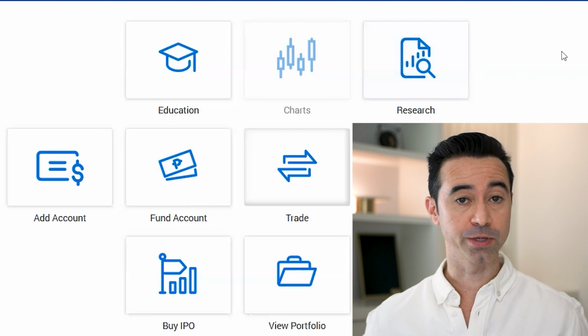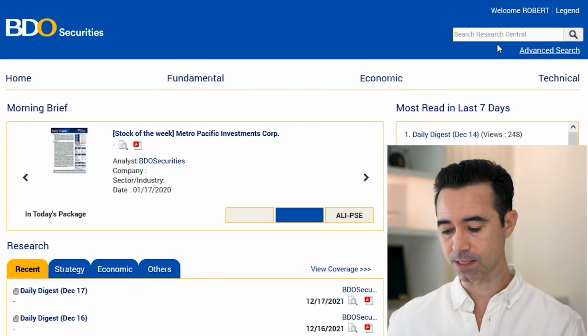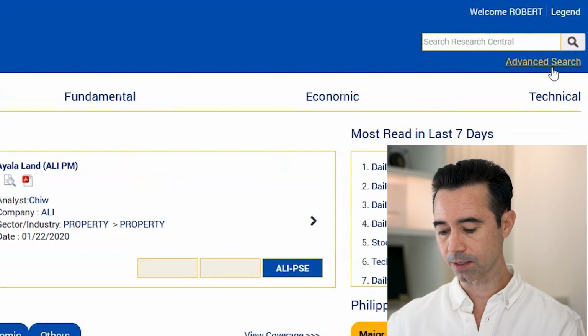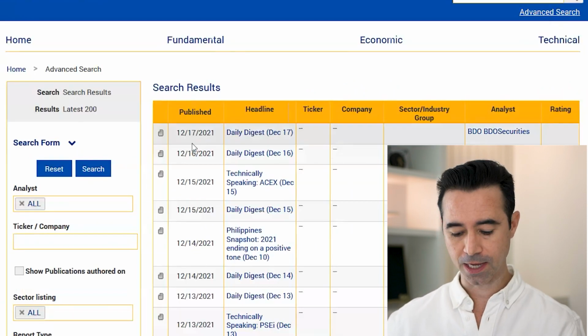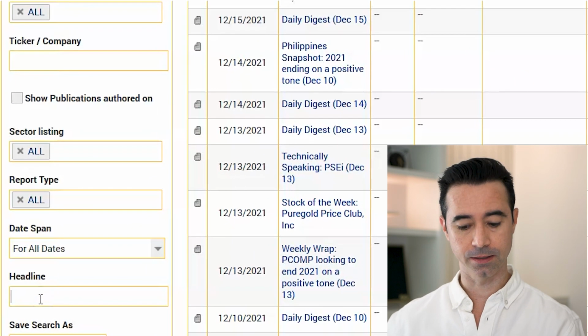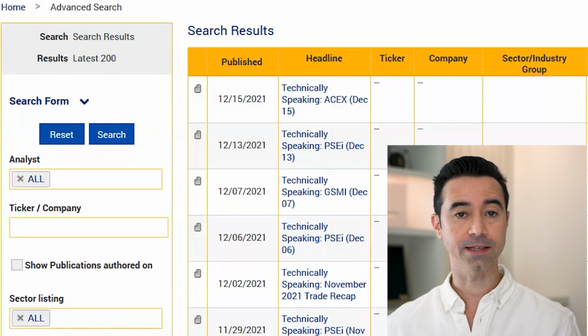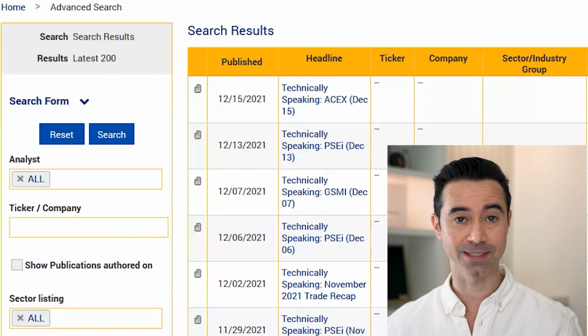I'm gonna log into my research portal here. In order to find all of the Technically Speaking commentaries recently, I'm gonna go in here and click Advanced Search. On the left side, I'm gonna go down to Headline, and I'm gonna type Technically. I'll go up, I'll click Search. Included here are all of the Technically Speaking commentaries on specific stocks.